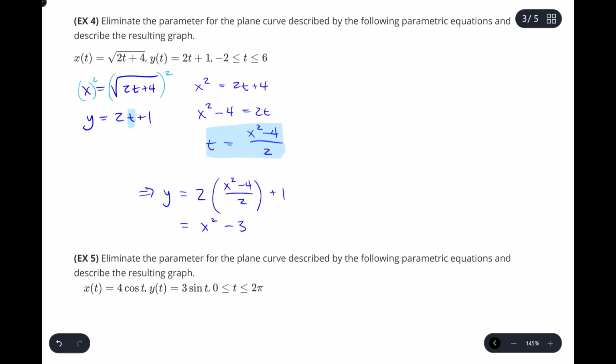minus 3. And I'm not going to draw the graph, but it says to describe the graph, so I'll do that. This would be a parabola, and it would be opening upward, but shifted down 3 units.